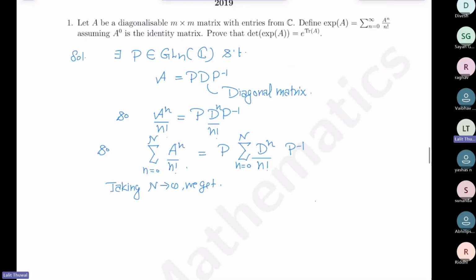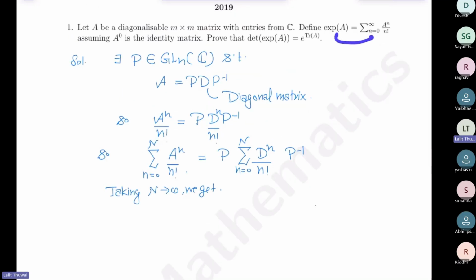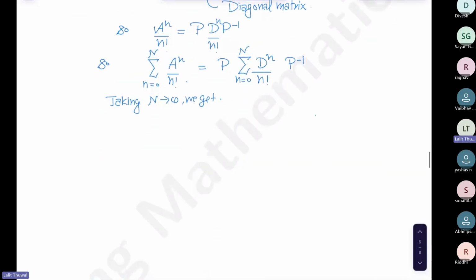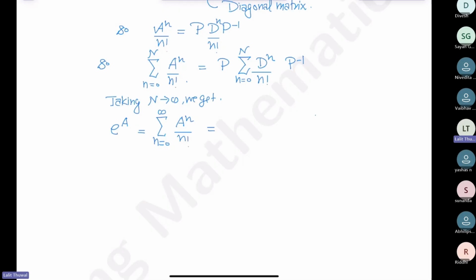So what I said is that it is given this, so this means this limit exists, okay? We have to assume that. So on this side we get the sum of A to the power n by n factorial. This is defined to be e to the power A. And on the other side, what do we get? Like this, right? Can you see that?